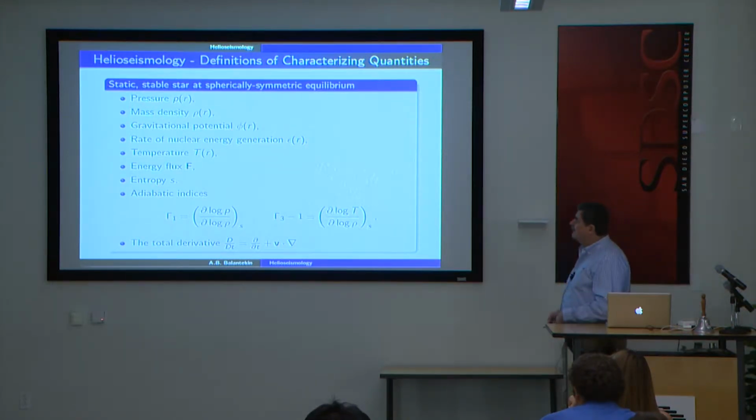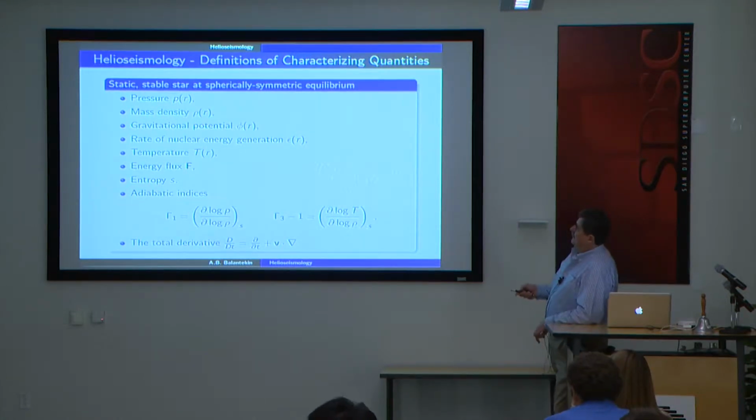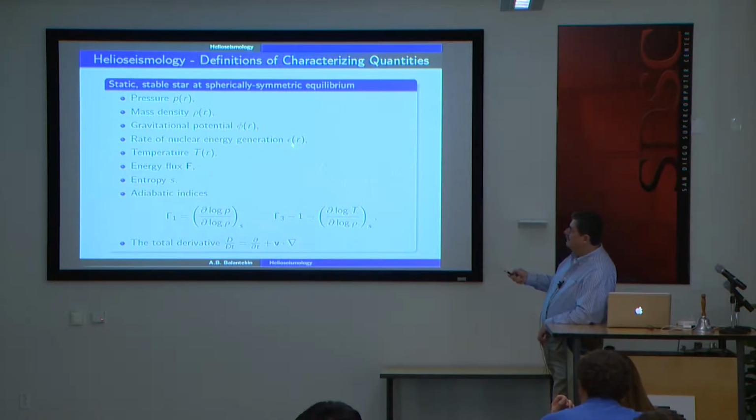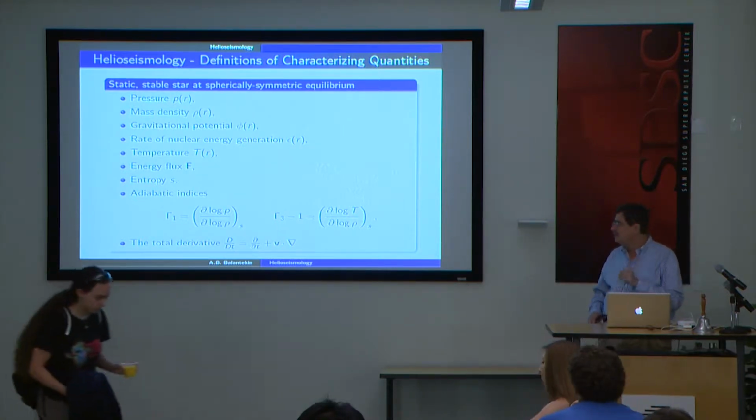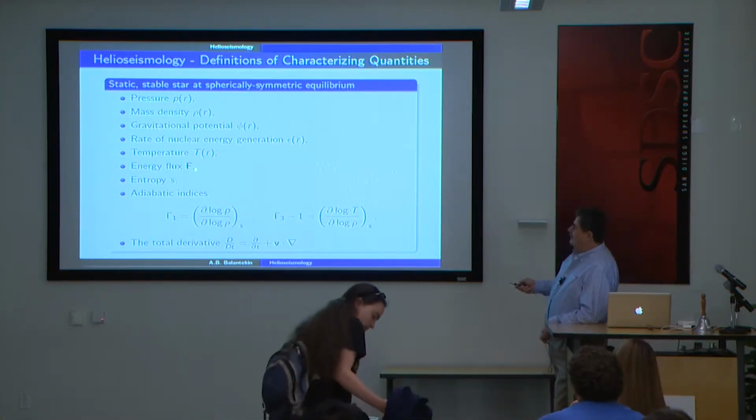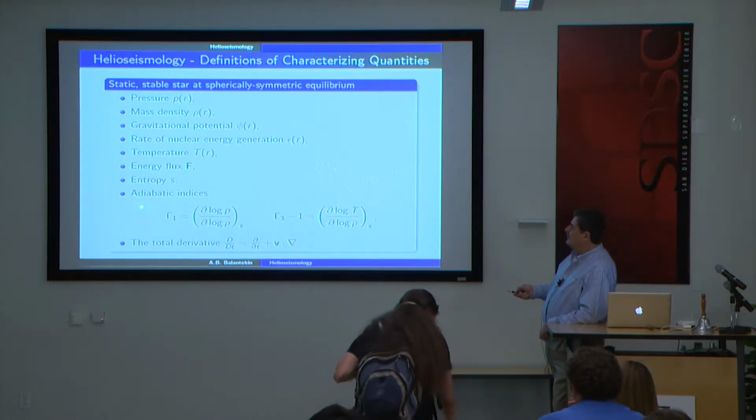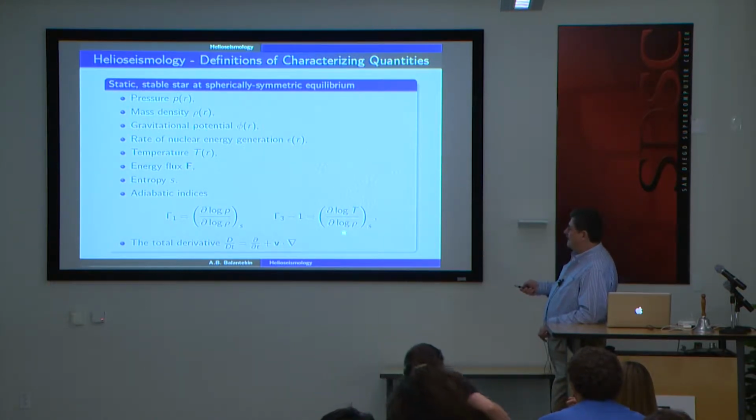So here are the variables that describe a static, stable star at spherically symmetric equilibrium. So I'm going to introduce the pressure, the mass density, the gravitational potential, the rate of nuclear energy generation, and temperature. These are all, of course, functions of the radius. And then I will have energy flux, entropy, and introduce those two adiabatic indices.